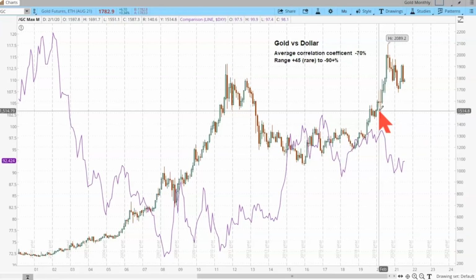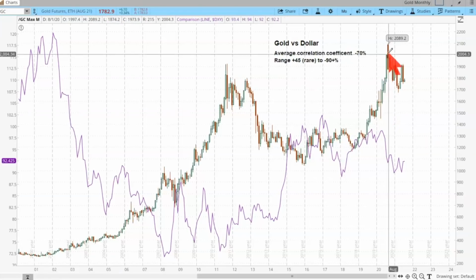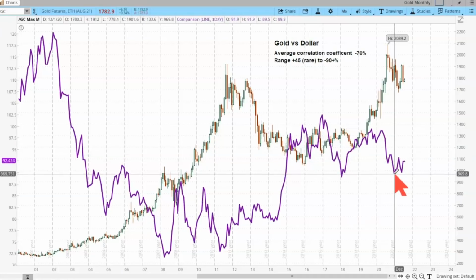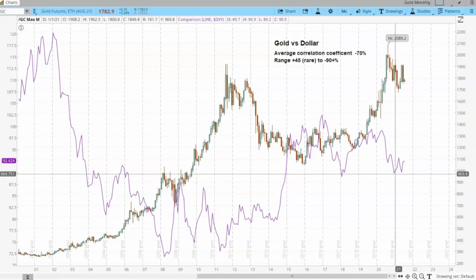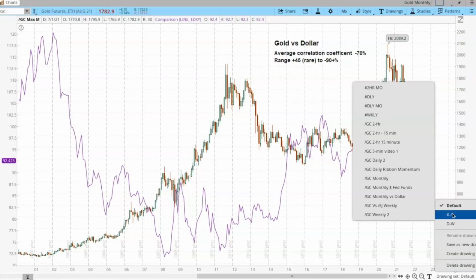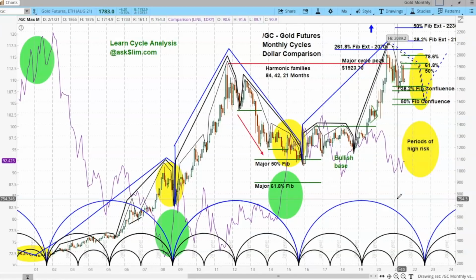A good example right in here: the gold market was ticking up strongly, right over here, where the dollar market was ticking down strongly. That happens a lot. I want to look at that a little bit closer, the dollar versus gold, and I'm going to grab a different drawing set as we look at the monthly versus the dollar.